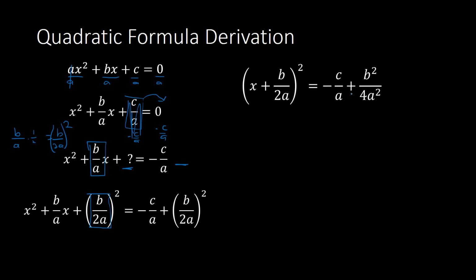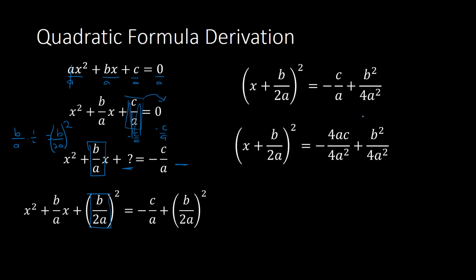Okay, so now I'd like to combine this right side into one fraction. To do that, I need a common denominator, which would be 4a squared. So to get from a to 4a squared, what I had to do was multiply by a 4 and an a, which I must also do to the numerator. Multiply that c by 4 times a. And now I can combine like terms by adding the numerators. So I have negative 4ac plus b squared for the numerator.